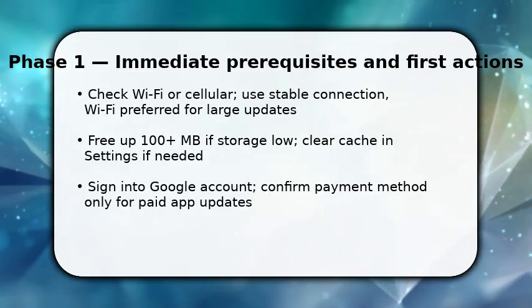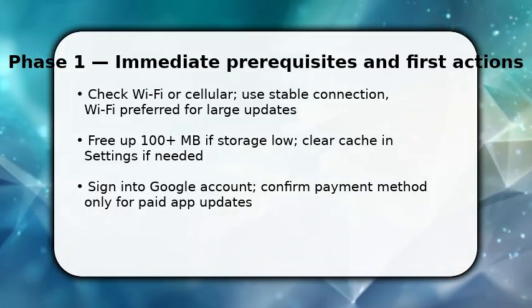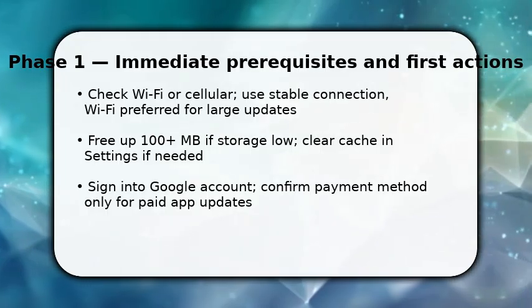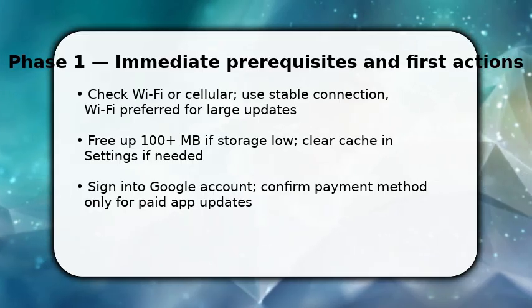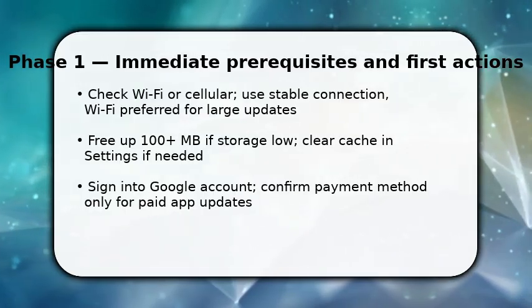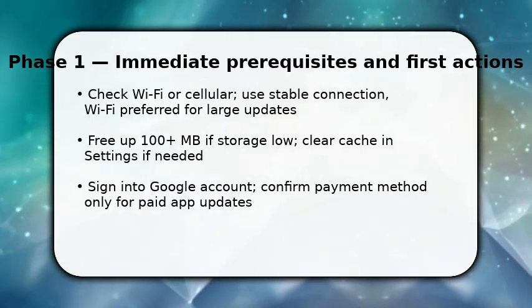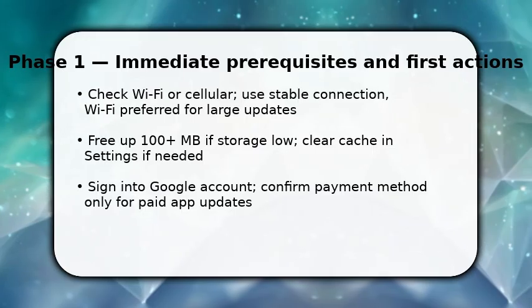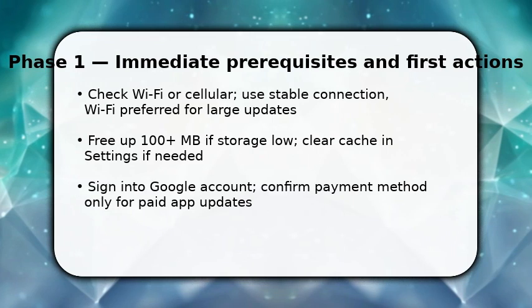You start by preparing the device and opening the Play Store. First, make sure you have a stable Wi-Fi connection. Large updates can fail on weak cellular. Once done, verify at least 100 MB of free storage and clear app cache in settings if space is tight. Next, open Play Store and confirm you are signed into the correct Google account so updates apply to the right apps. These steps reduce interruptions and explain why updates install smoothly.